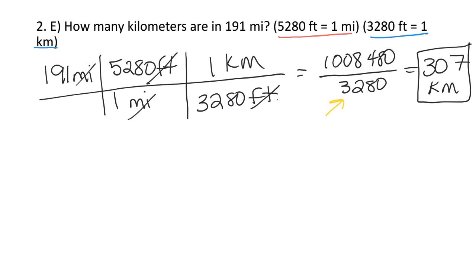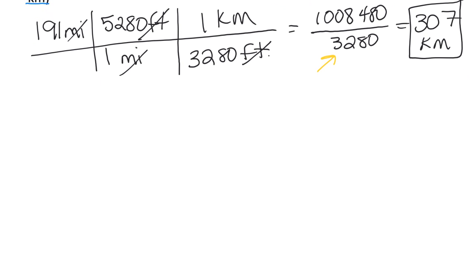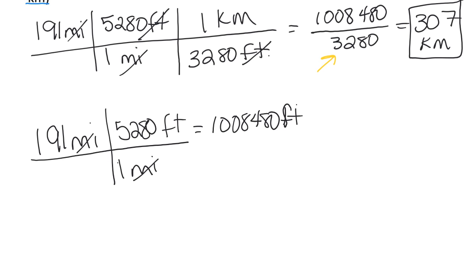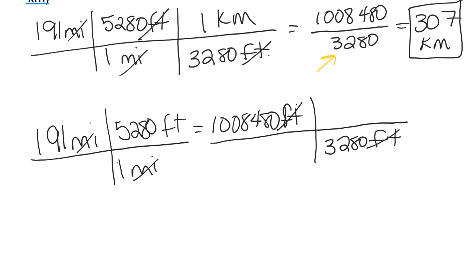Now let's do it the 2-step process. So I'm going to move this up a little bit. Okay. So we're starting out with 191 miles. And I'm just going to do 1 mile is 5280 feet. I'm going to get an answer for that, and that is 1008480 feet. Now I'm going to put that in another picket fence. I'm going to put the 3280 feet on bottom, so my feet cancel, and my 1 kilometer on top. And when I do that, I get 307 kilometers.